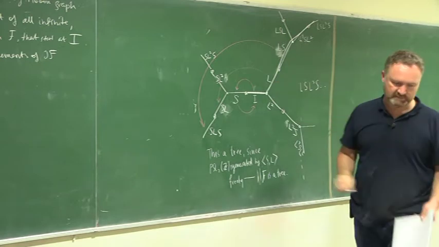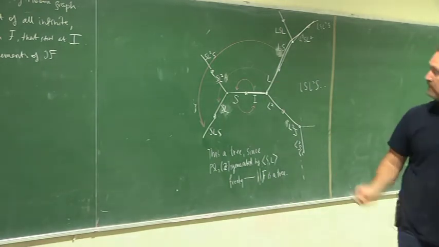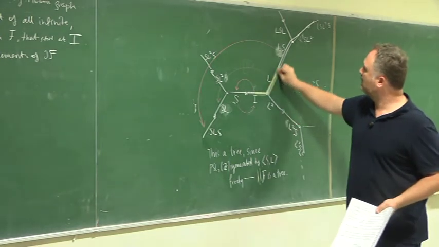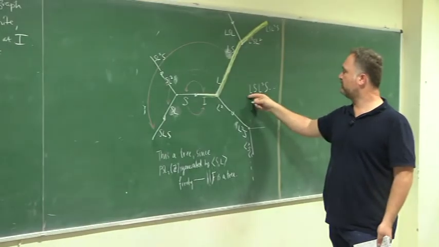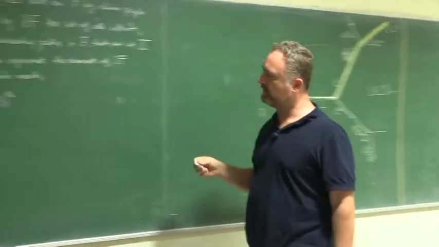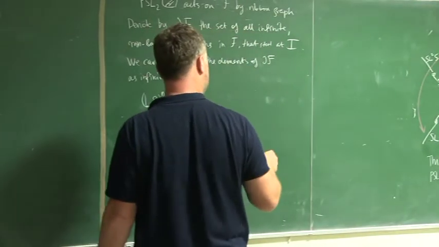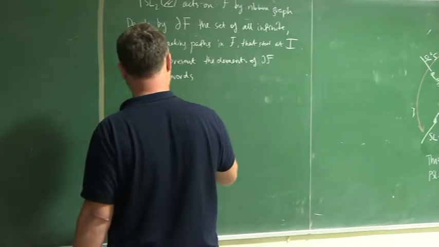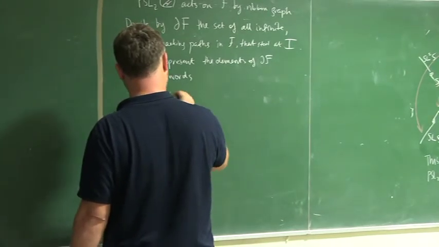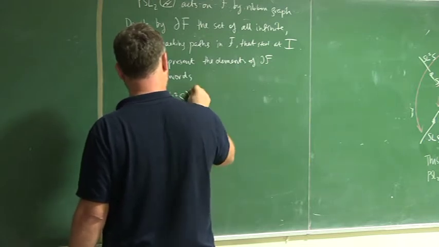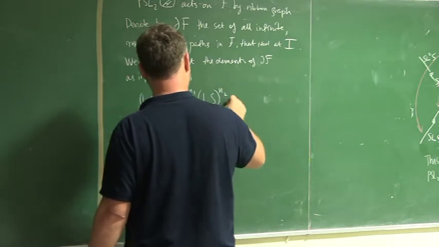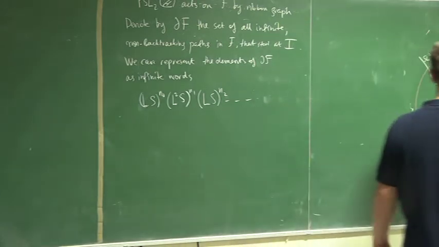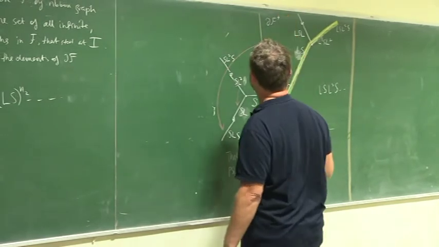So this path, let me draw this in yellow. This path can be encoded as an infinite word like this, and in general, any infinite path in the tree, starting from identity without ever going back, can be encoded as a word in LS^n1, and then LS^n2, and so on. And for the moment, I consider only paths which live here, which I denote as ∂F⁺.